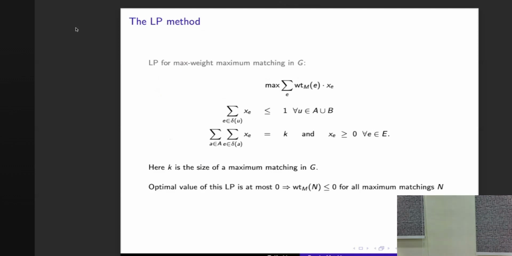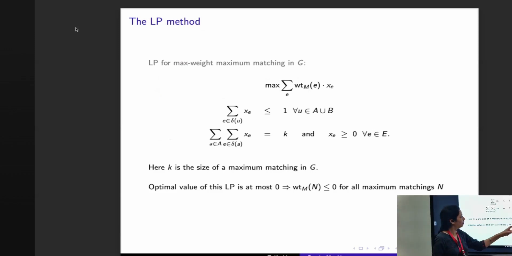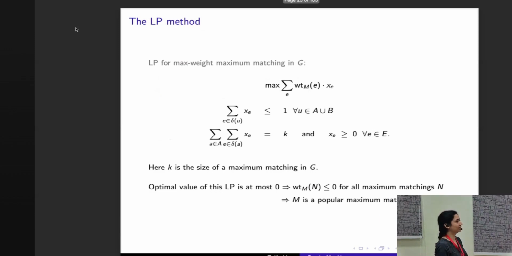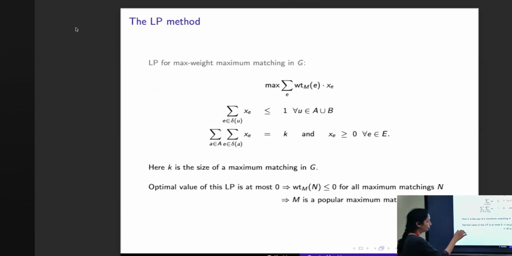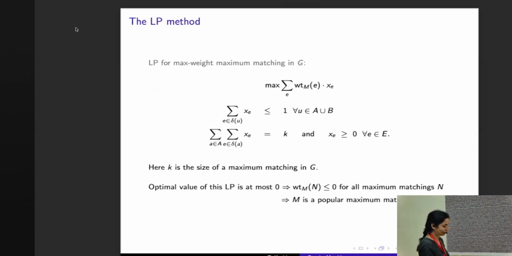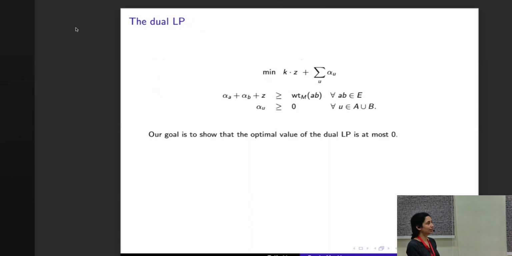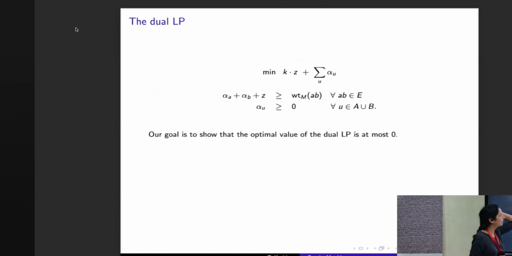And if the optimal value of this LP is at most 0, it means every maximum matching has weight at most 0, which means our matching M is a popular maximum matching, because that was our observation. These things you can easily check on your own, so I am rushing through it. Let's take the dual, the same method that we did last lecture. So for the dual variables, we have an extra variable here, z. Where did this z come from?